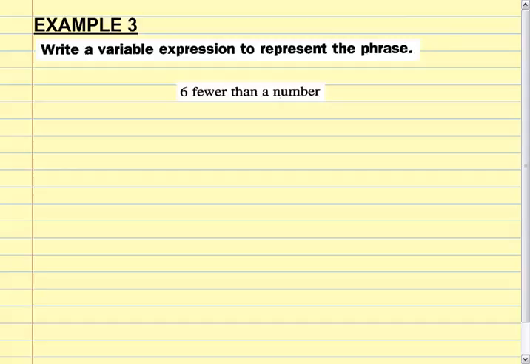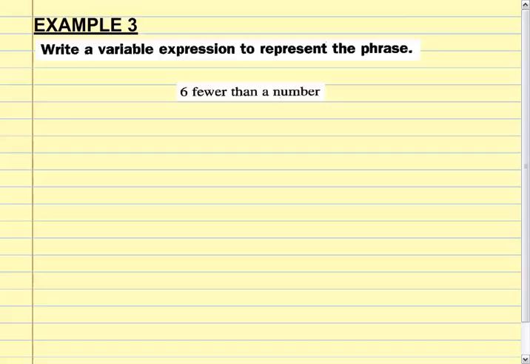Now, this is something that we've done a little bit of, but it's translating words into math. This says write a variable expression to represent the phrase. And I picked this one in particular. It says 6 fewer than a number. Now, you can't translate this verbatim. You cannot translate it directly. To represent it, it's going to change a little bit because we're talking about fewer, we're talking about subtraction, and that changes things around a bit. 6 fewer than a number.